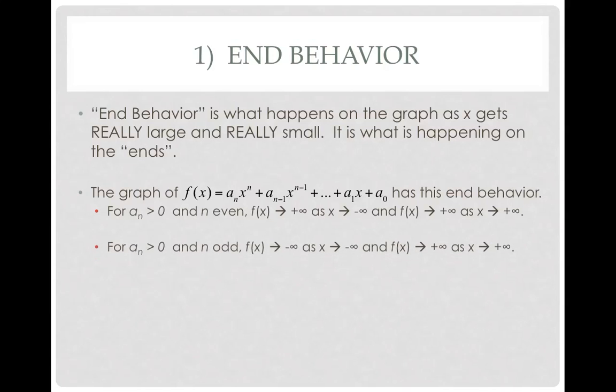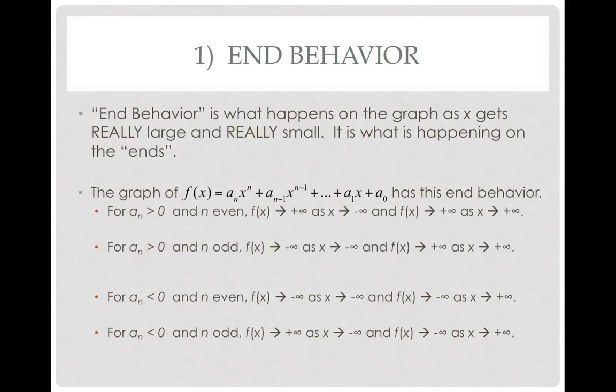Another possibility is that my a sub n is greater than 0, but my n is odd. In that case, f of x is going to approach negative infinity as x approaches negative infinity, and f of x is going to approach positive infinity as x approaches positive infinity. So that's a second possibility. A third possibility is that my a sub n is actually less than 0, and with an n that is even, that's going to give me f of x going to negative infinity as x goes to negative infinity, and f of x going to negative infinity as x goes to positive infinity.